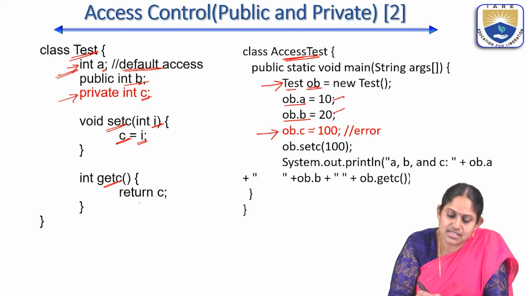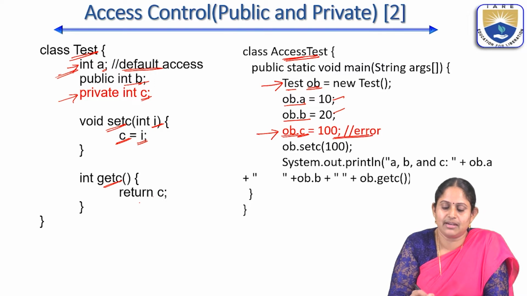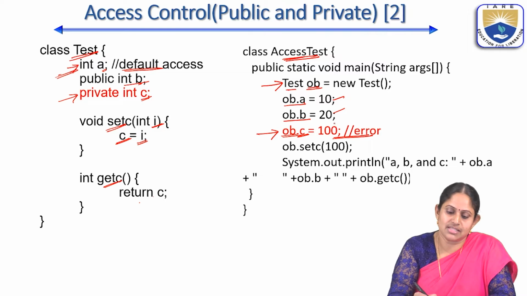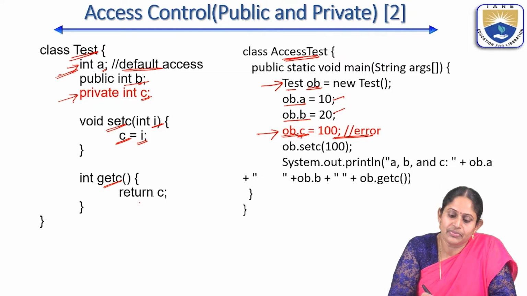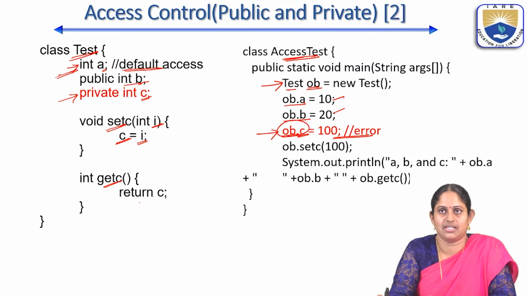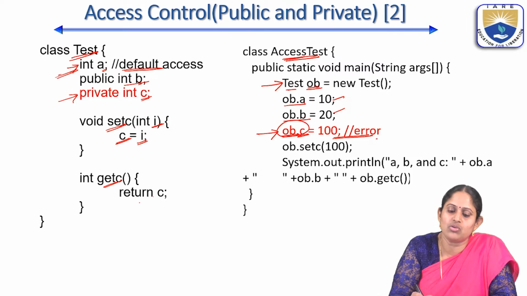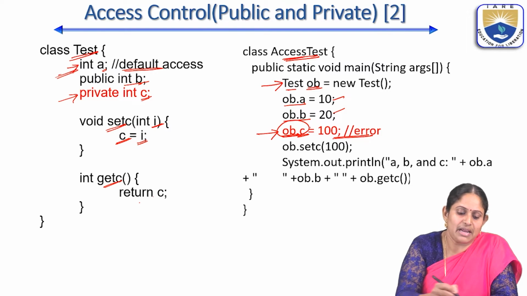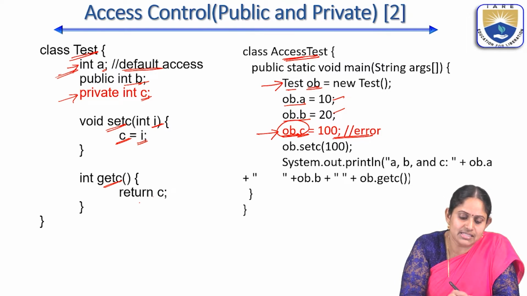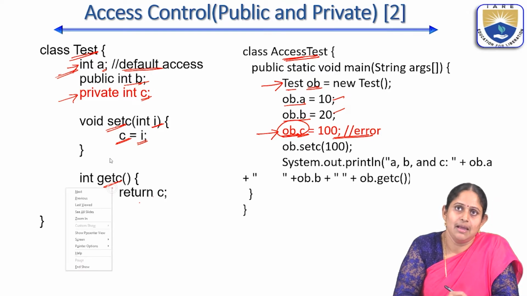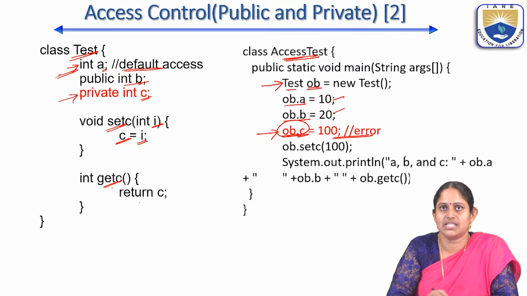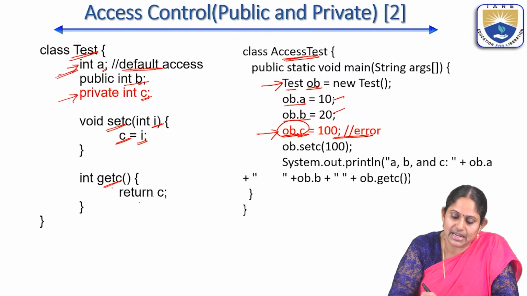But when we try to access the C member using the object, it will throw an error. An error will be shown while we try to execute this statement, because we are trying to access the private member of that object, and this private member cannot be accessed outside its class. Since C is the private member of the Test class, it can be accessed only by the members. It can be accessed by the setC and getC methods, but it cannot be accessed by anyone outside that Test class.